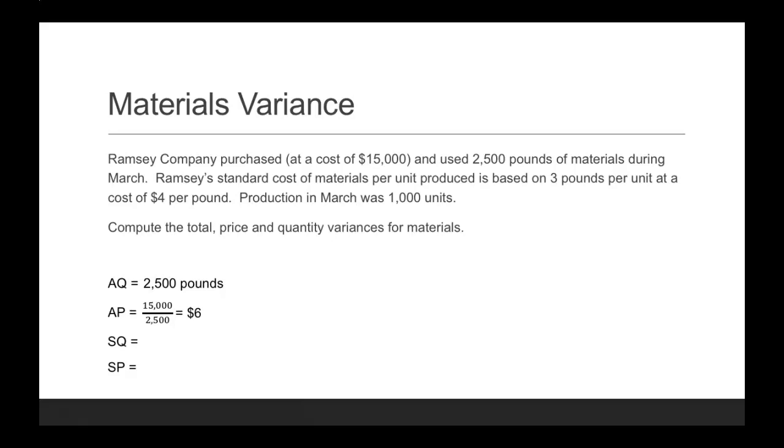Now standard quantity. Going into the month of March, based off of our standards, based off of our expectations, what would we have expected to use in materials? Well, we expect 3 pounds per unit. So if we're producing 1,000 units, we go 3 times 1,000. So we would have expected to use 3,000 pounds. Now standard price, that's just the $4 that they give us.